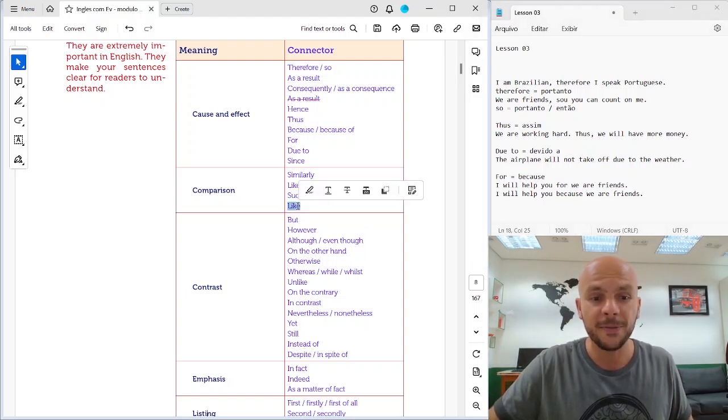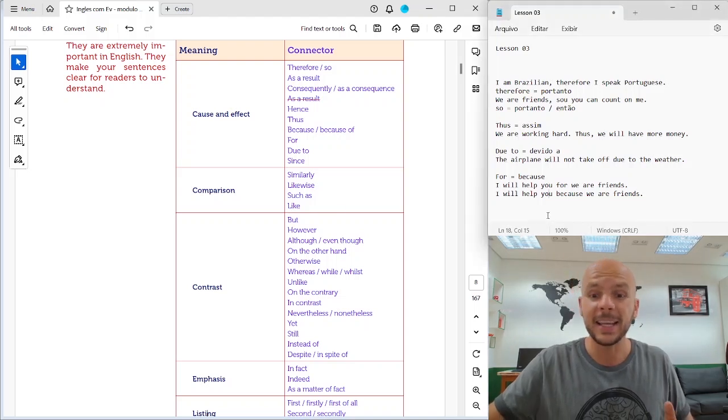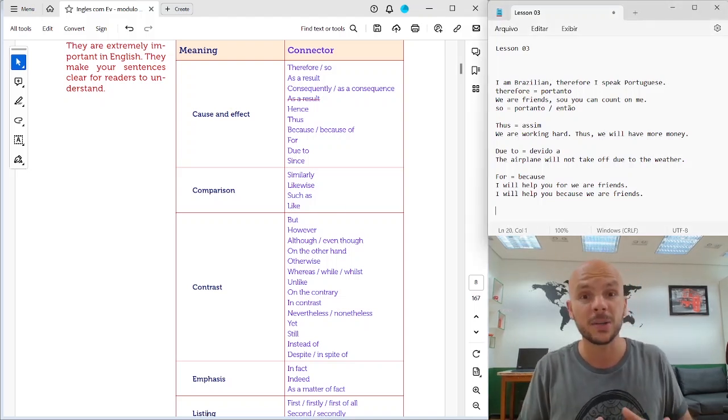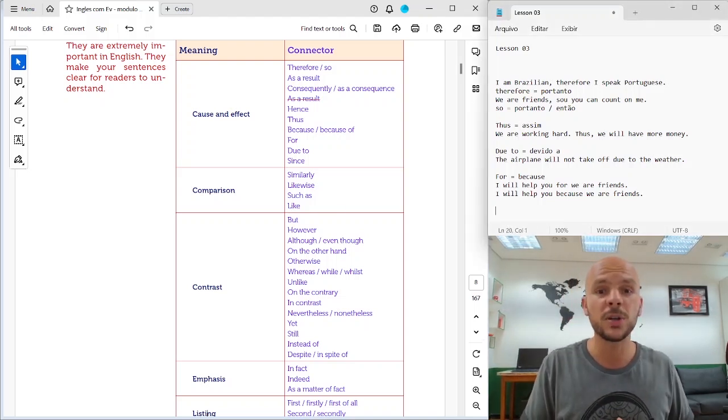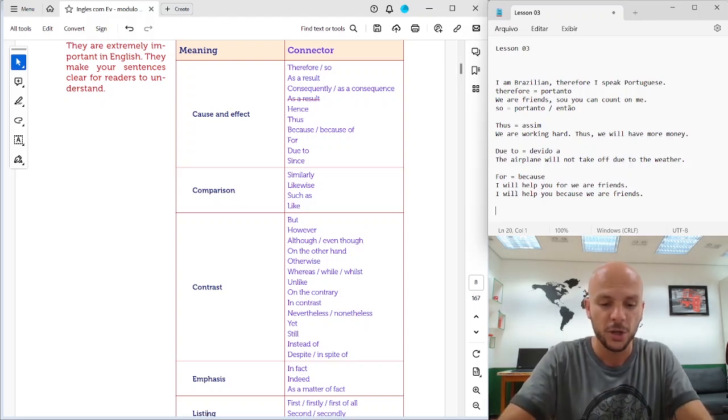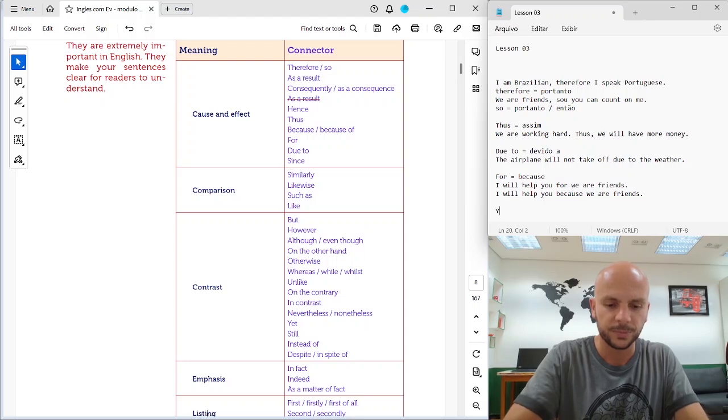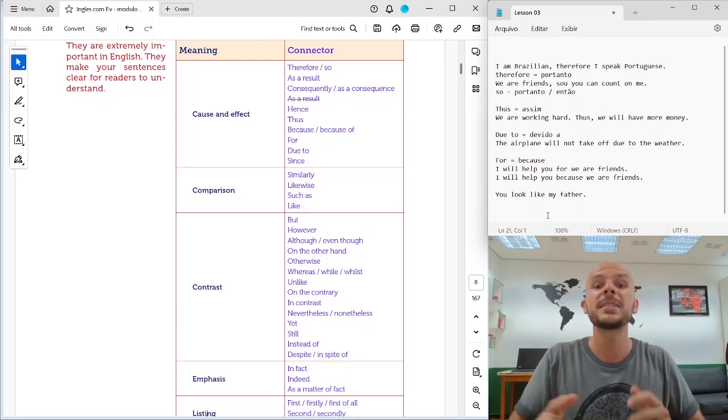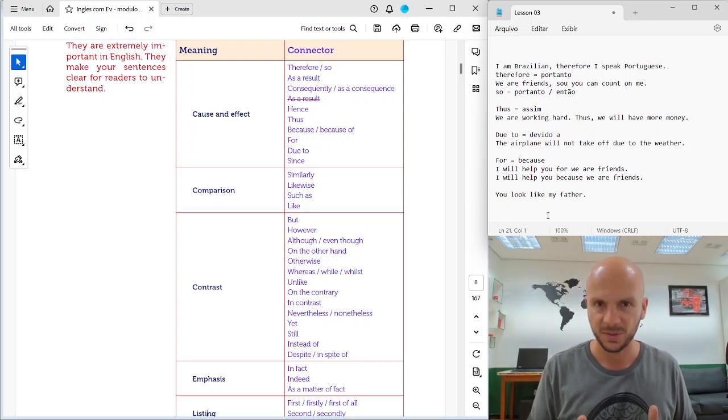Comparison. I like very much to use like. Like in Portuguese, we know that it means gostar, but like is also used for comparison. You look like my father. You are similar to my father.